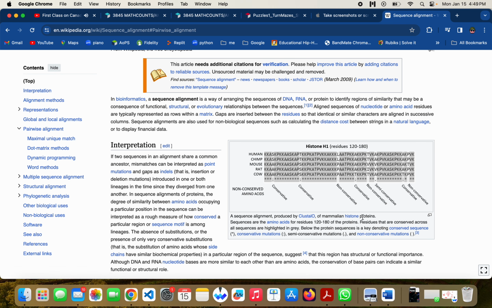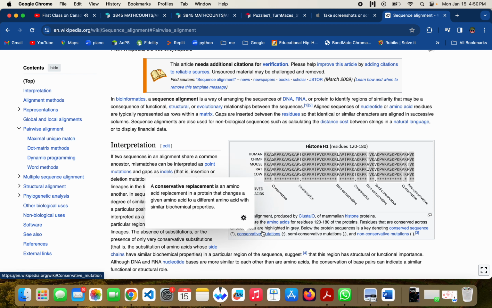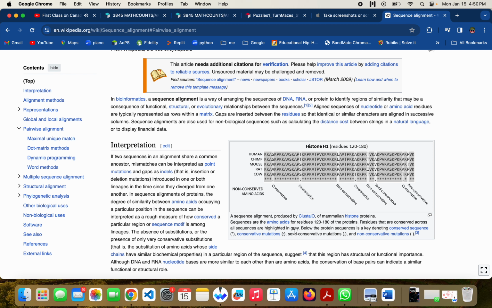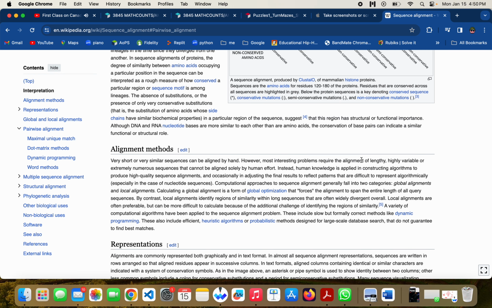Of mammalian histone proteins. Sequences are the amino acids for residues 180 to 180 of the protein. Residues that are conserved across all sequences are highlighted in gray. Below the protein sequences is the key denoting conserved sequence, conserved mutations, semi-conserved mutations, and non-conservative mutations. So these are all conserved, and then these are semi-conservative mutations. And these are some non-conservative. Most of the blocks are conservative, but some are non-conservative in the histone proteins.